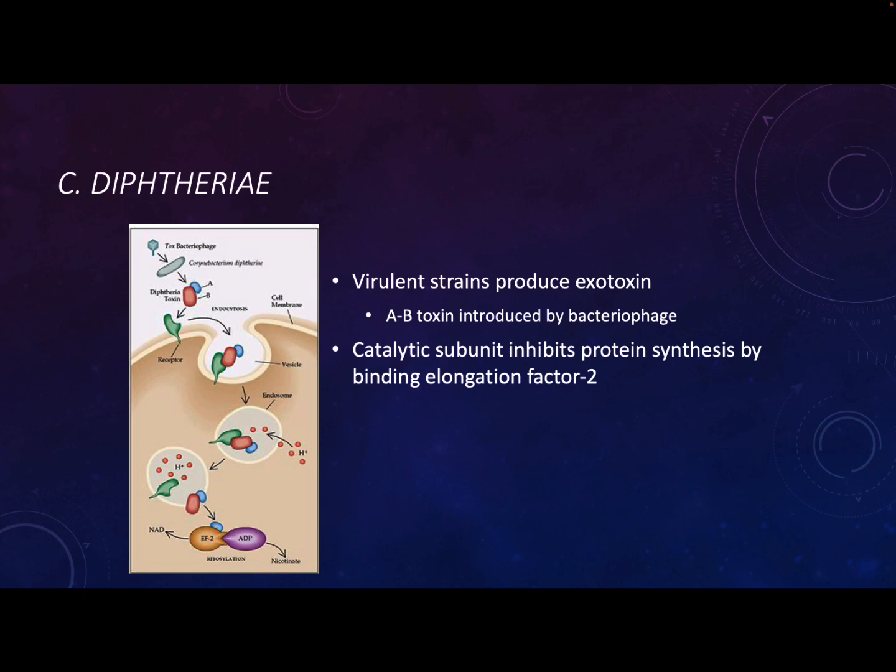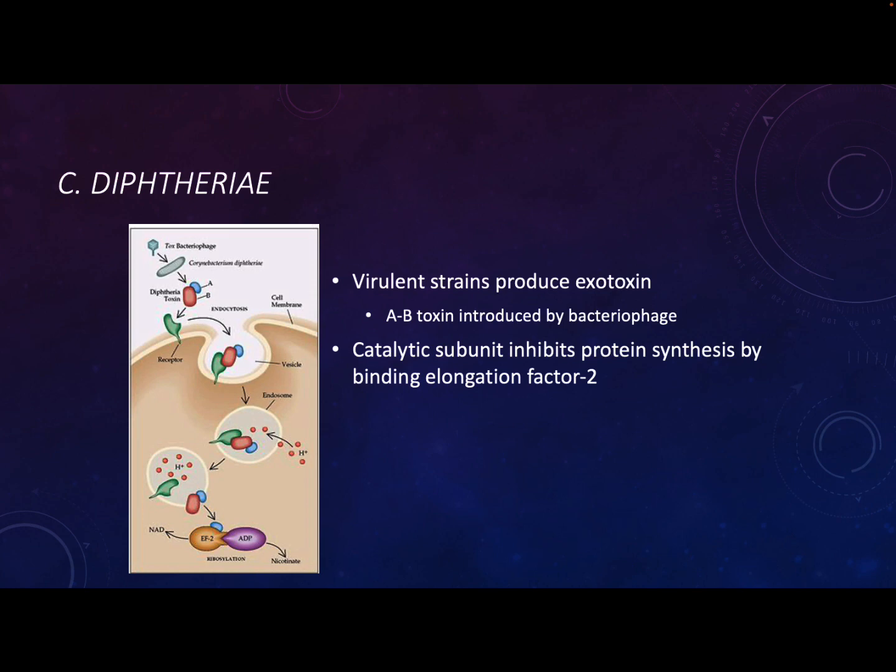So in eukaryotic cells, if we think about the process of translation, you have initiation of translation, and then you have elongation. And elongation requires accessory proteins to come in and to help add the new amino acids to the growing polypeptide chain.